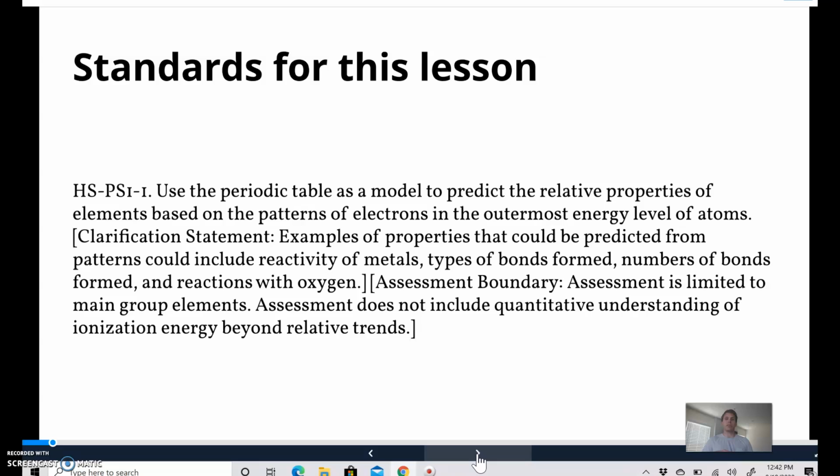And we're going to be using these to look at the form and function of the table, as well as to look for patterns and predictions that are going to lead into future lessons.